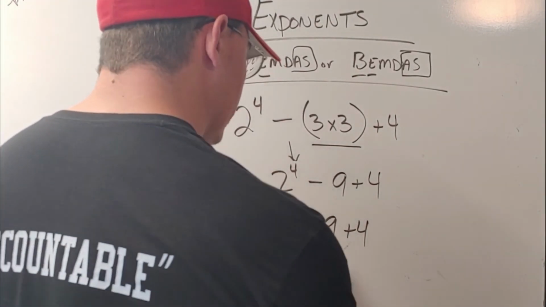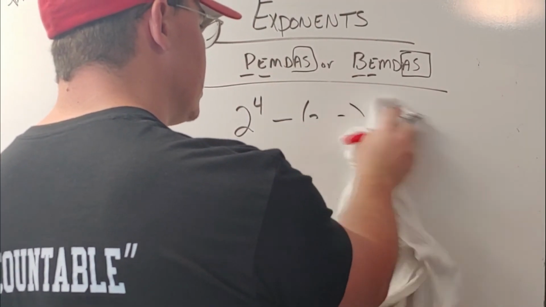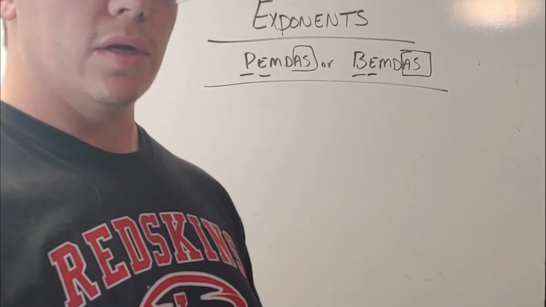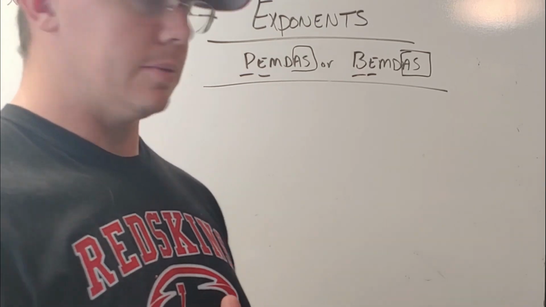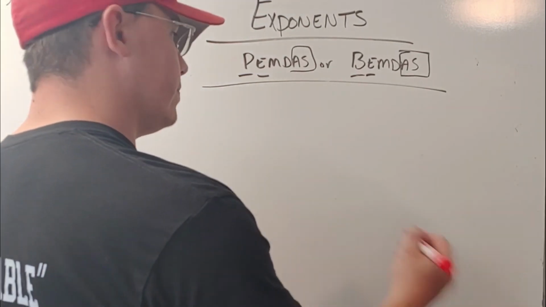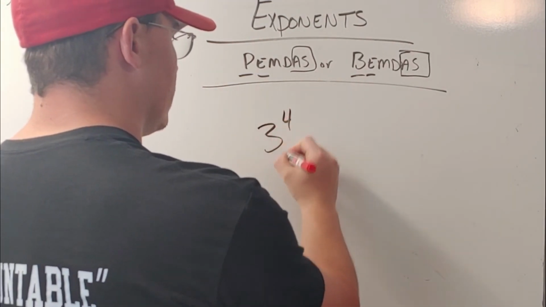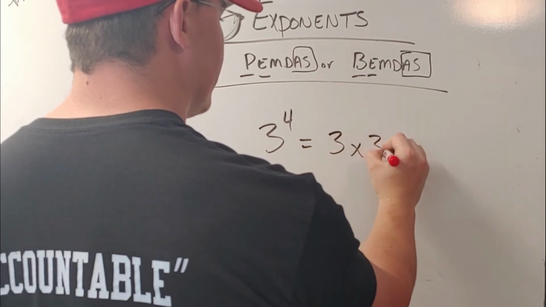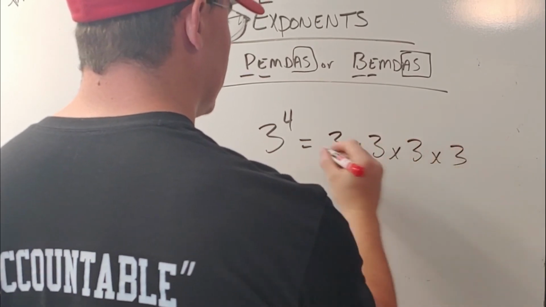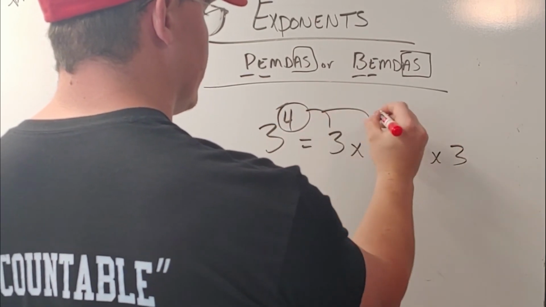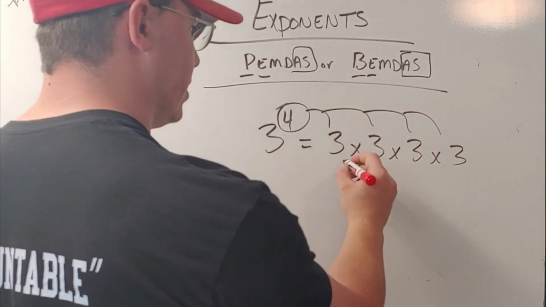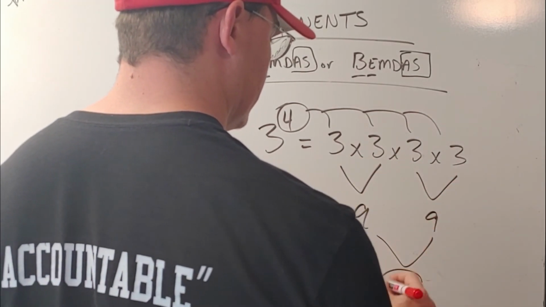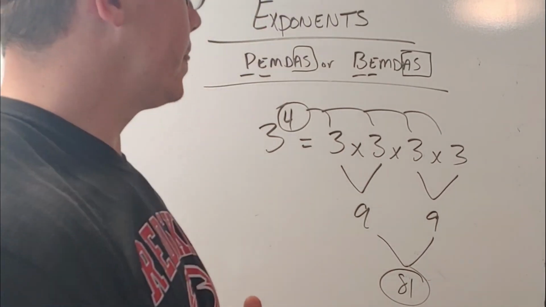So the big thing is just understanding in order of operations where exponents fall in line and where they order, and then how to do the exponents. So once again, this is a larger one. 3 to the 4th power. That just means 3 times 3 times 3 times 3. That 4 means there's 4 different 3s. There's how we got that.